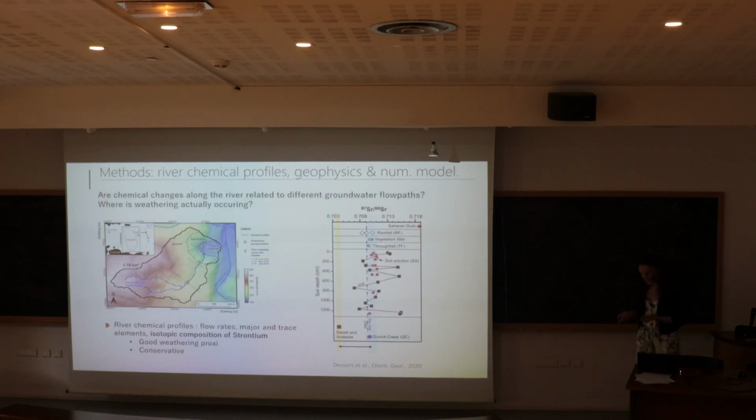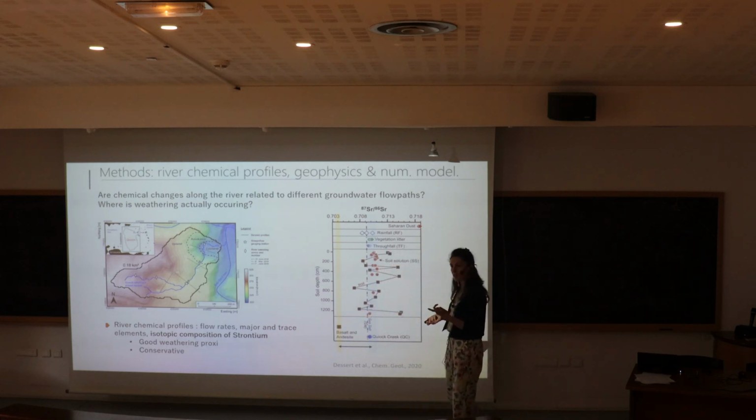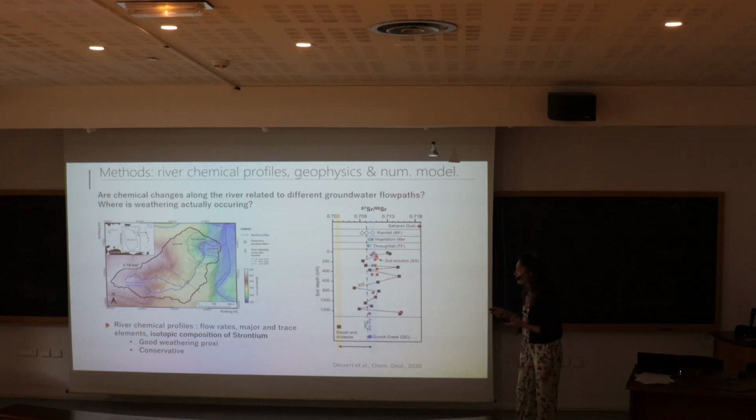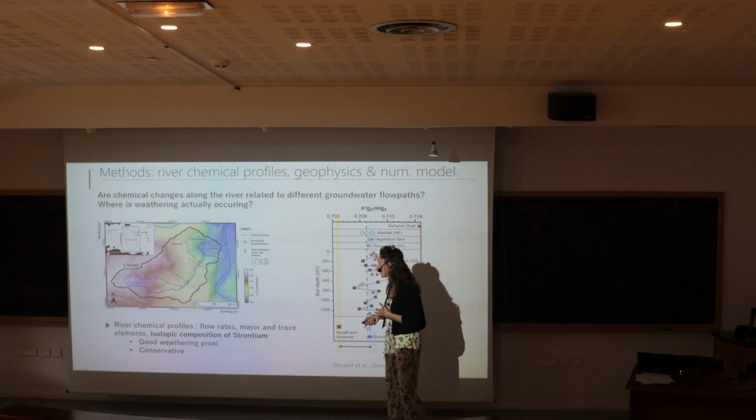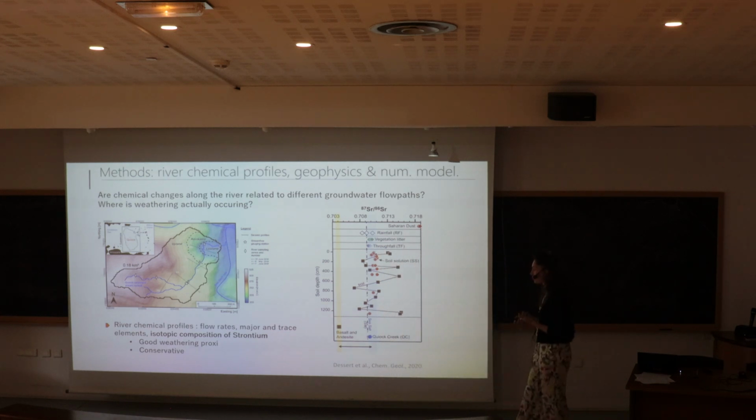Okay, so what did we do on that catchment? We wanted to see if there are some chemical changes first along the river, and if those chemical changes, as we say that rivers are mirrors of the subsurface, try to test that hypothesis. So we did some river chemical profiles. We sampled the river all along the stream, and we measured flow rates, major and trace elements, and the thing that I will talk most about today is the isotopic composition of strontium.